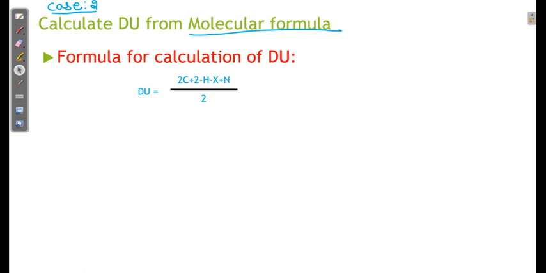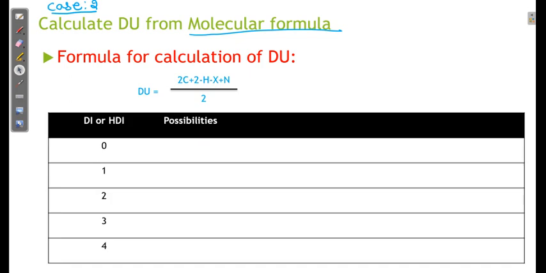So C stands for the number of carbons present in your molecular formula. H is the number of hydrogen atoms present in your molecular formula. X is the number of halogen atoms present in your molecular formula. N is the number of nitrogen atoms present in your molecular formula. This is useful for the calculation of degree of unsaturation. Let us see what the possibilities are from this calculation. If we are getting value 0, value 1, value 2, value 3, value 4, what is the inference? What conclusion will we draw from it?